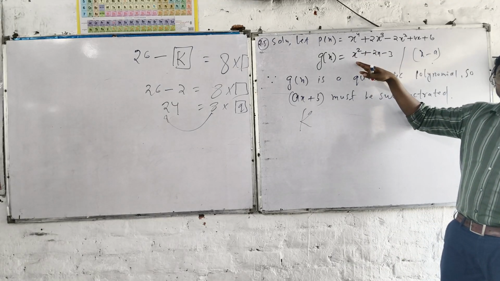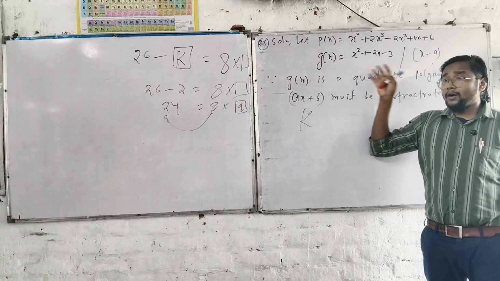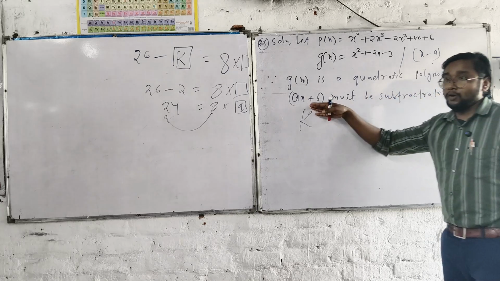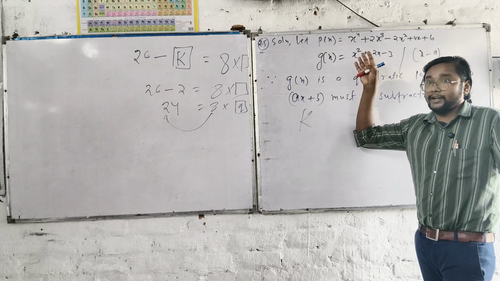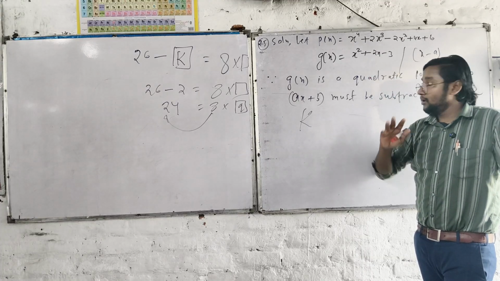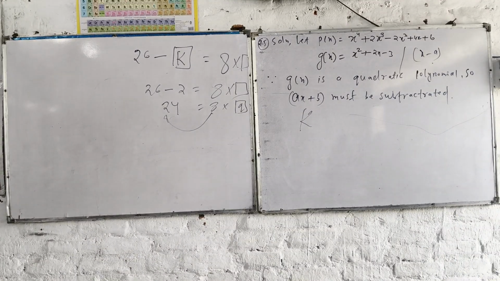What is the degree of this one? 2. What is the degree of this one? 1. As we know, the degree of the remainder cannot be more than the degree of the divisor. Do you feel me what I'm saying now? So therefore, what we can say?